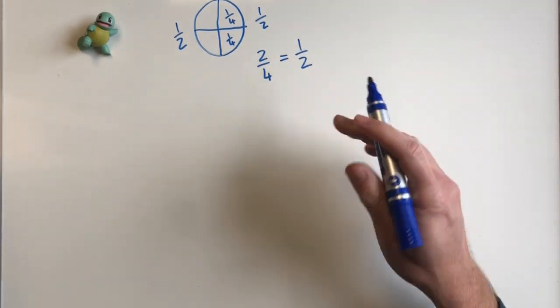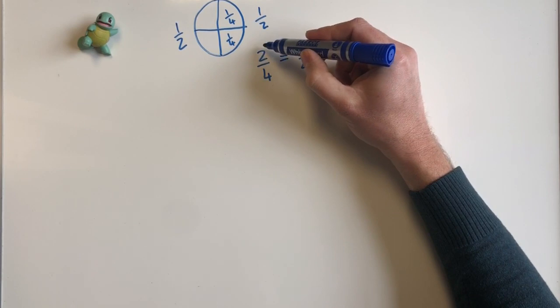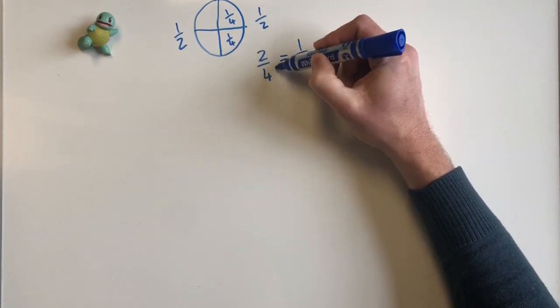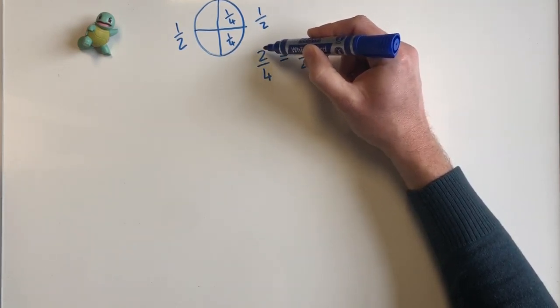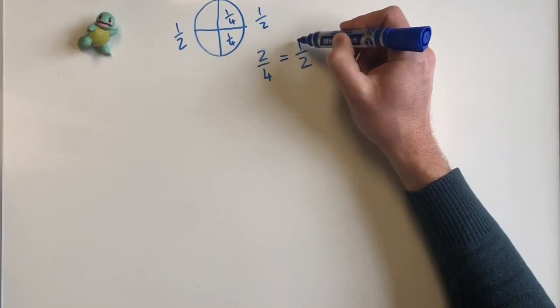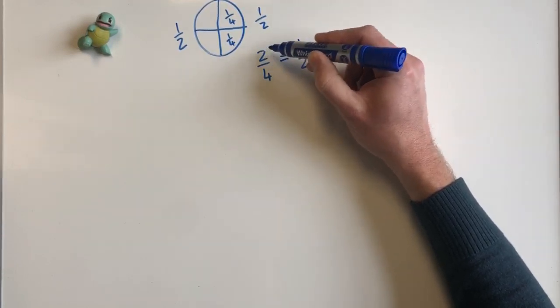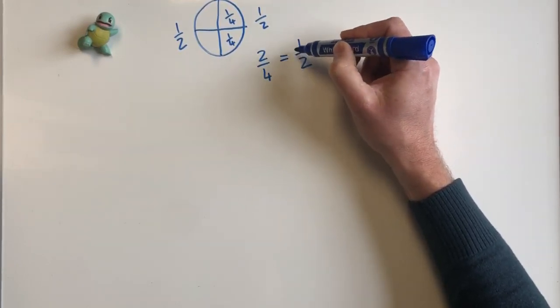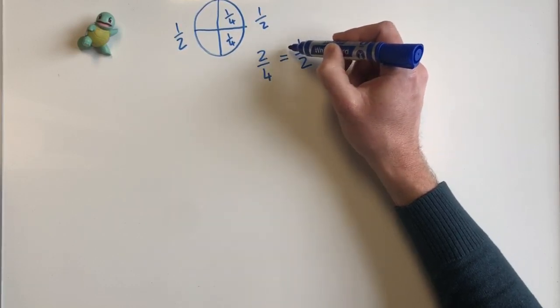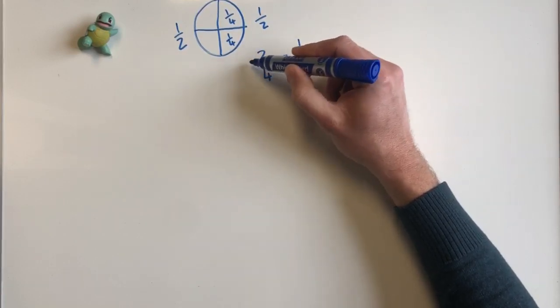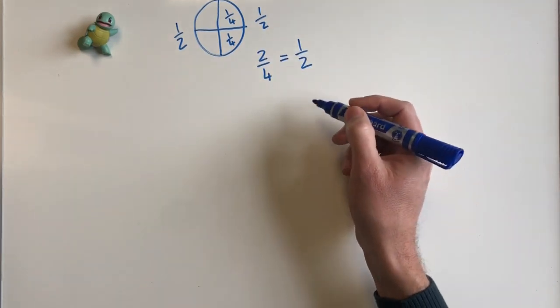So just a little bit of words that we use. If we go from a fraction like this with bigger numbers to a smaller one, we would say we reduce it or we simplify it. And if we were to go the other way, so if I had a half and I wanted to write it as quarters, I would expand it.